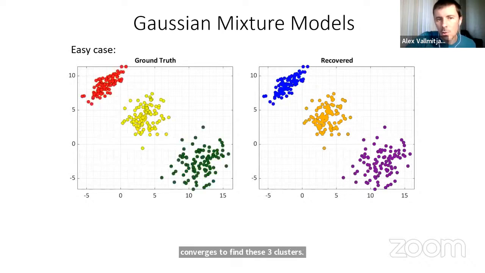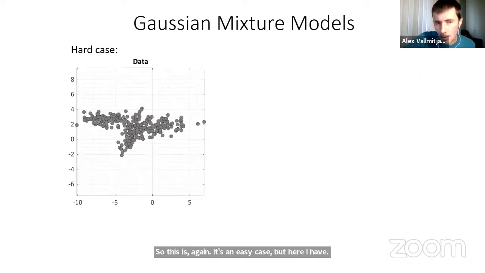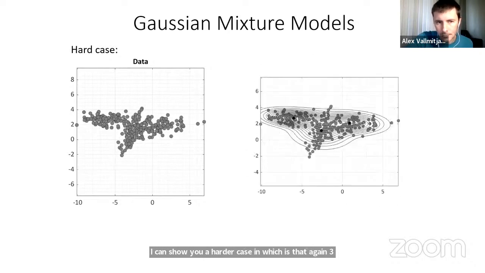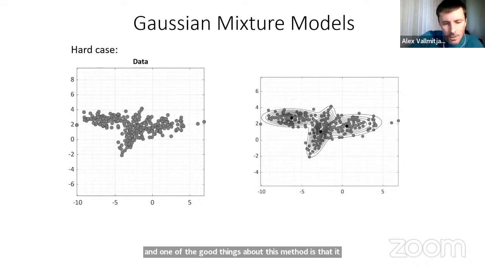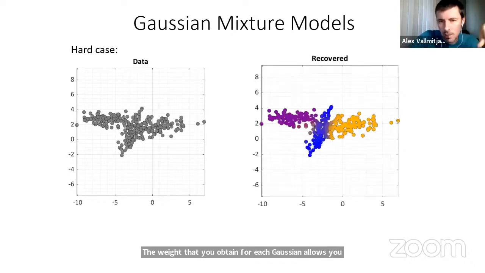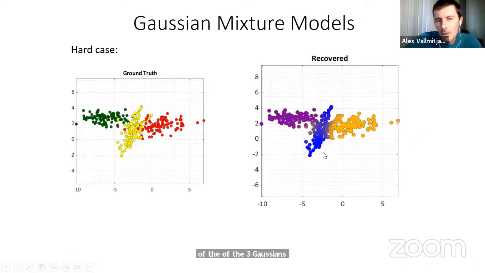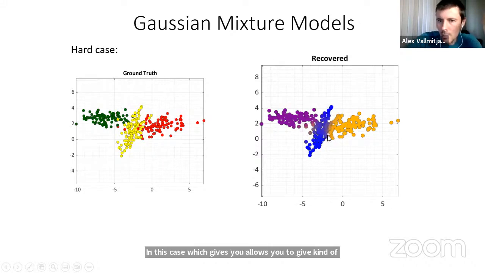But here I can show you a harder case in which there's, again, 3 clusters, and they kind of mix together. Oops, sorry. And again, it converges, and very nicely indeed. And one of the good things about this method is that it is not a hard classification. It's soft in the sense that it gives you a probability. The weight that you obtain for each Gaussian allows you to then compute for each point the proportion of each of the 3 Gaussians in this case, which allows you to give kind of a half-half chance to some of the points.